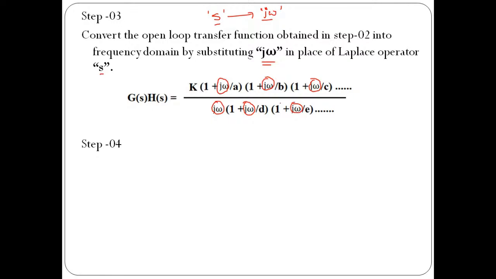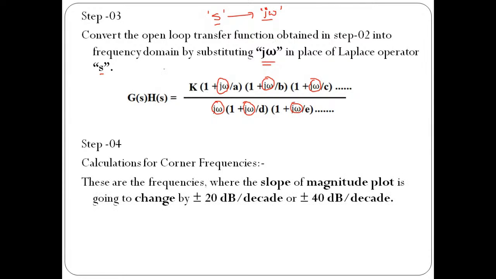And then step number 4. In step number 4, we need to do the calculations for corner frequency. So how to calculate corner frequency? That is important. Corner frequency is simply the coefficient of j omega which is available in the standard form. We need to take the inverse of that. So that will be your corner frequency.